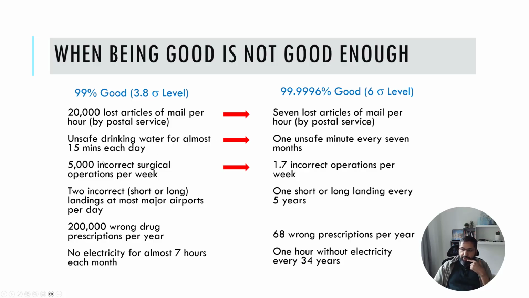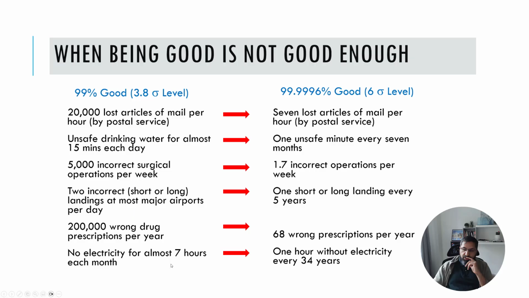With 99% good, 5,000 incorrect surgical operations per week. At 6 Sigma level, only 1.7 incorrect operations per week in the whole of the US. 2 incorrect landings at most major airports per day at 99%. At 6 Sigma level, 1 incorrect landing every 5 years. 200,000 wrong drug prescriptions per year versus 68 wrong drug prescriptions per year at 6 Sigma level.